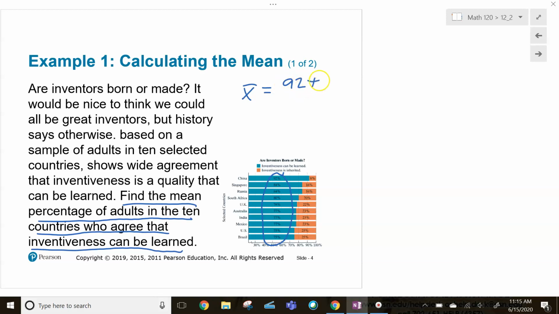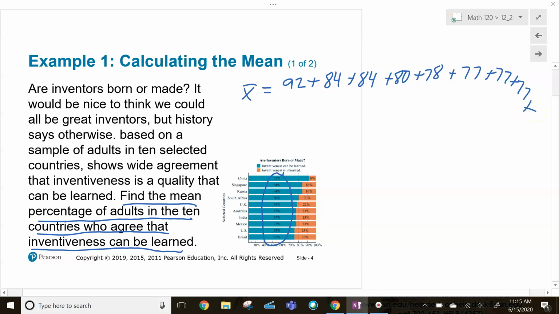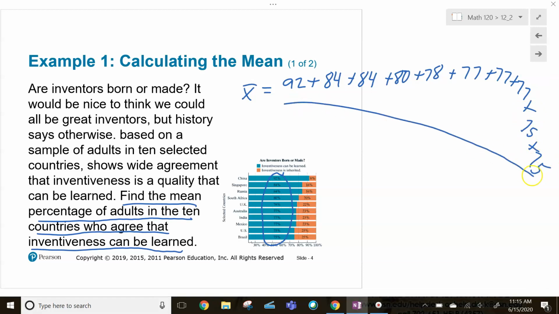So 92, and then I got Singapore's 84, got another 84, I've got 80, I got 78 from the UK, I got 77, 77, 77, plus 75, run out of room, sorry, plus 75. All divided by, how many countries are there? 1, 2, 3, 4, 5, 6, 7, 8, 9, 10. We said there's 10 countries.